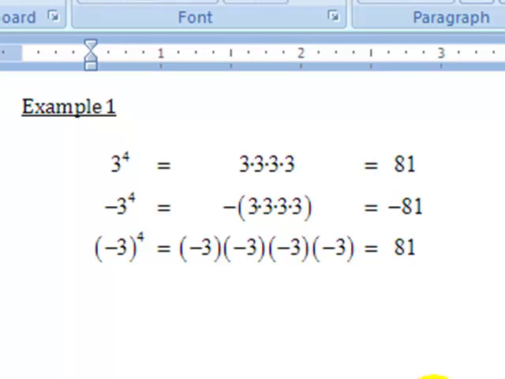I have a few examples here on the right hand side that I'd like to go through, which are going to emphasize just a couple of areas with order of operations. We'll probably talk about this topic in a number of different videos as we go through the course. As you'll see, the first part of example 1 takes a look at raising 3 to the 4th power. That's the same thing as saying 3 times 3 times 3 times 3.